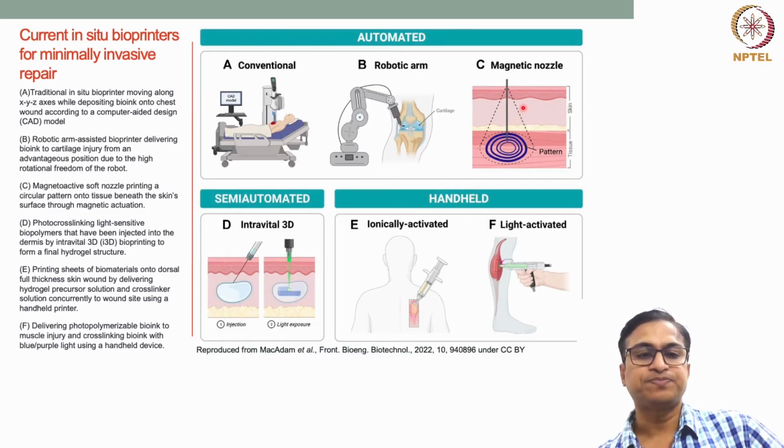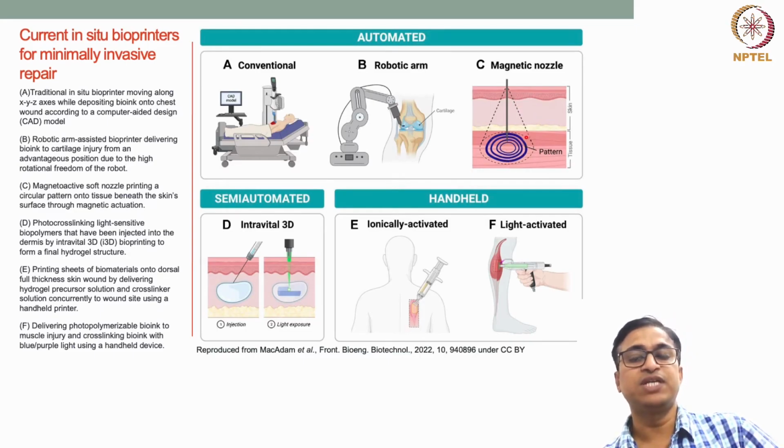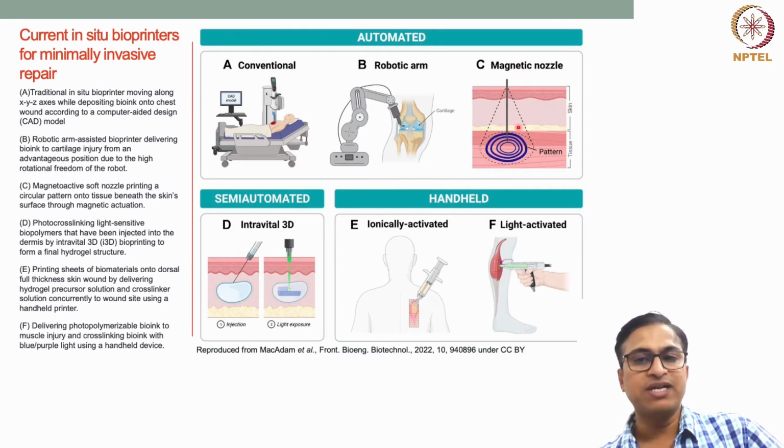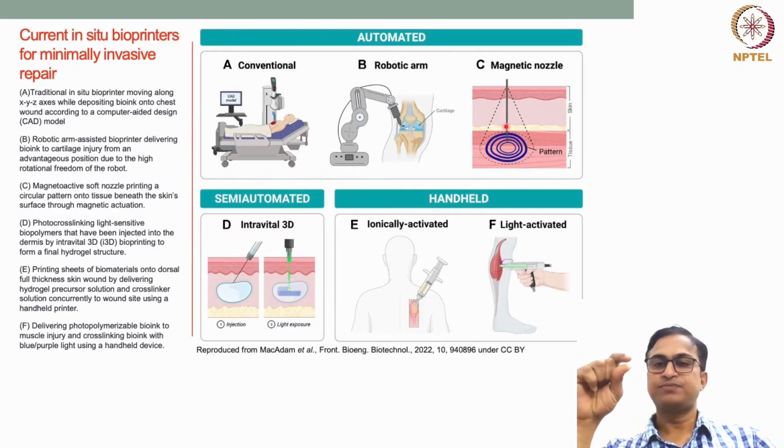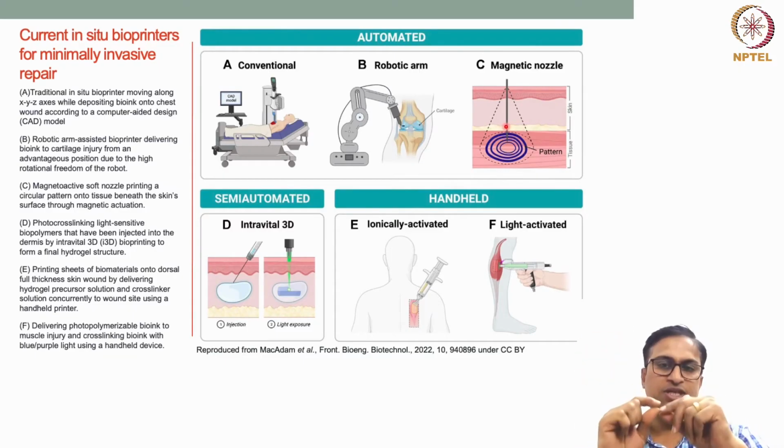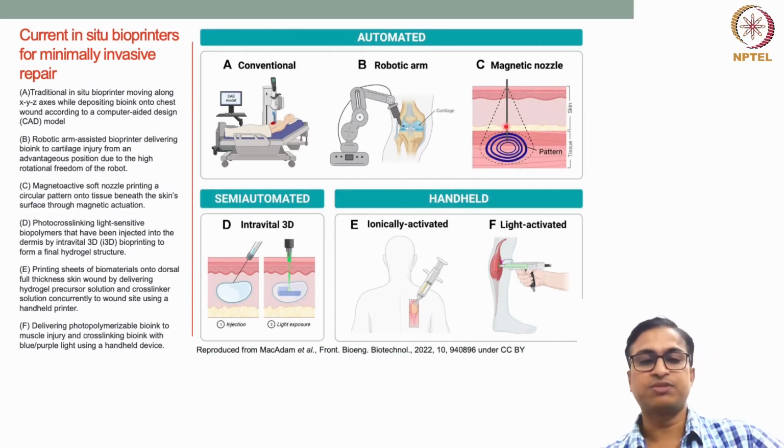Similarly, magnetic nozzles are another option, where suppose we need to print a structure beneath the skin. Then this magnetic needle can be used for printing the structure beneath the skin surface through magnetic actuation. So whenever something has to be printed below a certain structure, like skin in this case, that kind of approach can be used.